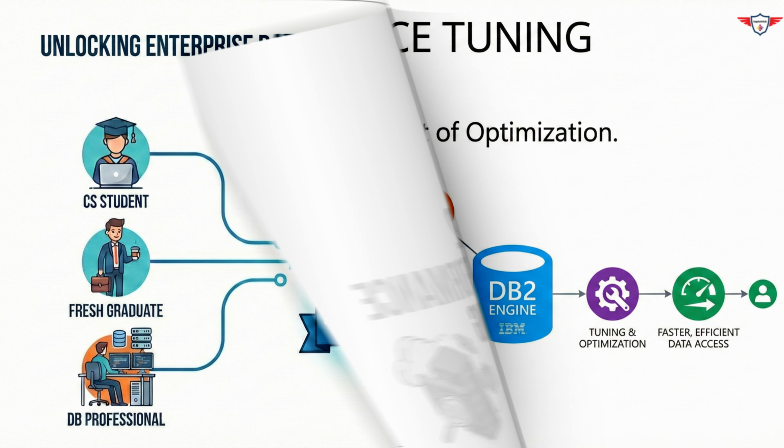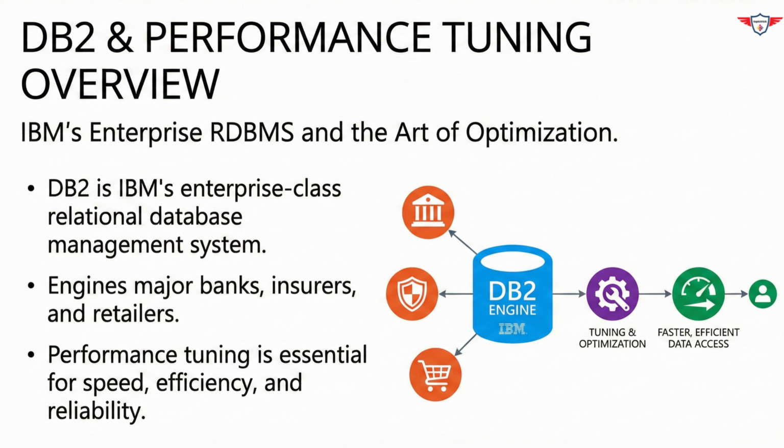Now, you might be asking, what exactly is DB2? Simply put, DB2 is IBM's enterprise-class relational database management system. It is the engine behind banks, insurance companies, and massive retailers around the world. But having a powerful engine is not enough. You have to tune it. Performance tuning is the art and science of making your database run faster, more efficiently, and more reliably. It's about ensuring that when a user asks for data, they get it immediately, without waiting.